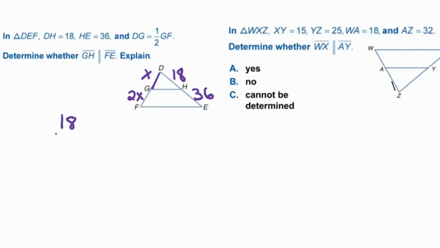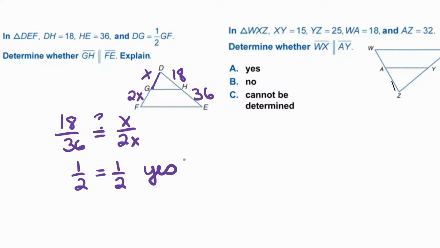So I want to check, is 18 over 36 equal to X over 2X? Simplifying these, 18 over 36 simplifies to 1 over 2. X over 2X is equal to 1 over 2. So yes, because the sides are in proportion.